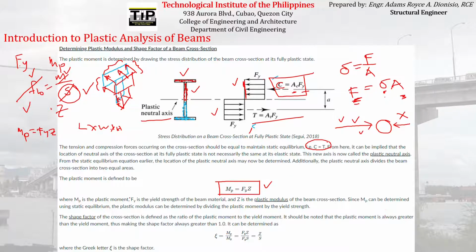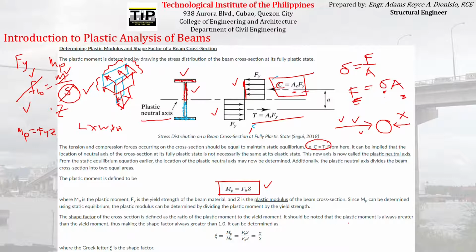Since MP can be determined using a static equilibrium, the plastic modulus can be determined by dividing the plastic moment by the yield strength. Obviously, based on the formula. Kung given ka ng MP, tapos may Fy ka pa, paano mo makukuha yung plastic modulus? Eh di MP divided by Fy lang. Okay? The shape factor of the cross-section is defined as the ratio of the plastic moment to the yield moment.